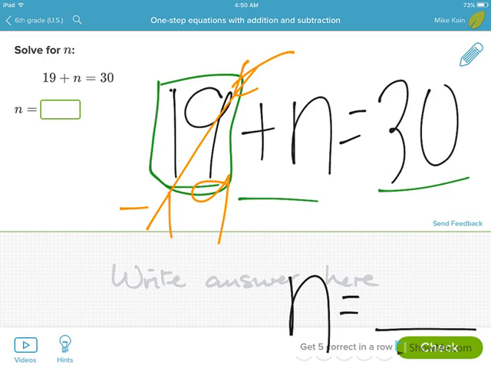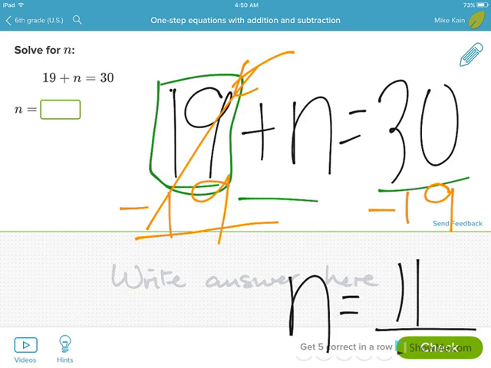Whatever we do to one side of an equation, we have to do to the other side. Remember, we learned that equations are kind of like a balance, a scale. You don't want to upset the apple cart, take 19 off this side and leave it alone. It'll be unequal, which is not what we want, right? So subtract 19 from 30. 30 minus 19 is 11.